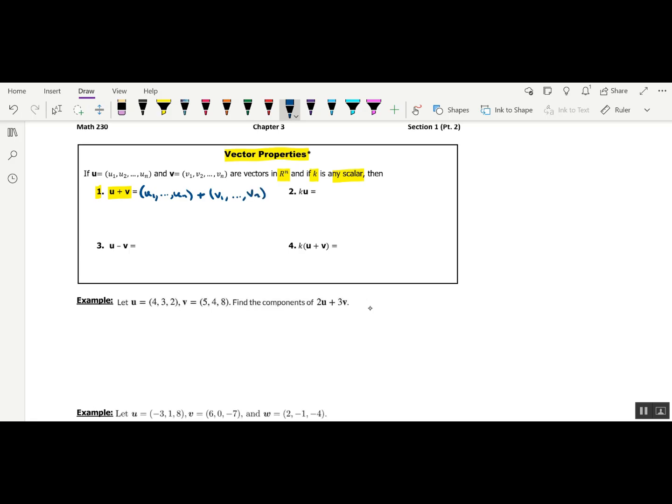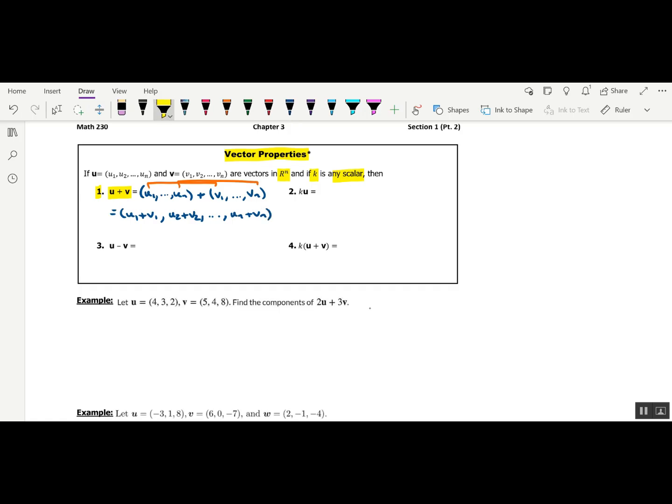The way that you add these two vectors together is via corresponding components. So we would take the first component of each vector, in this case u1 and v1, and add them together. So the first component of the sum would be u1 plus v1. Then we'd do the same thing with the second component, so we'd have u2 plus v2, all the way down until we've added up the corresponding nth components of each. So we'd have un plus vn.